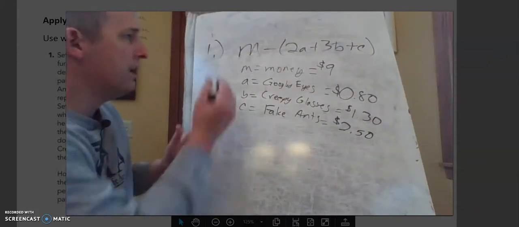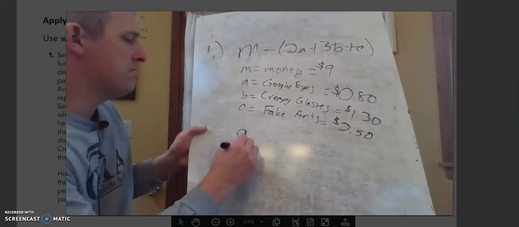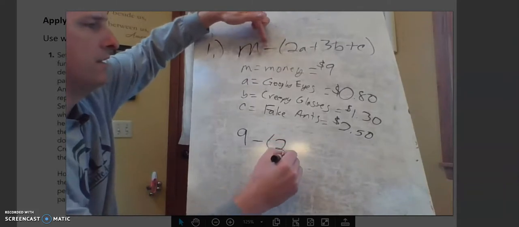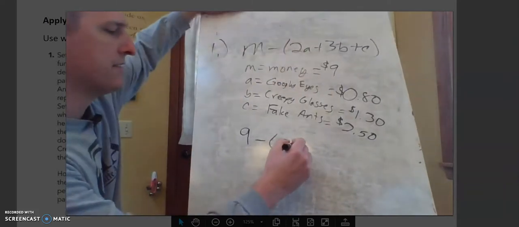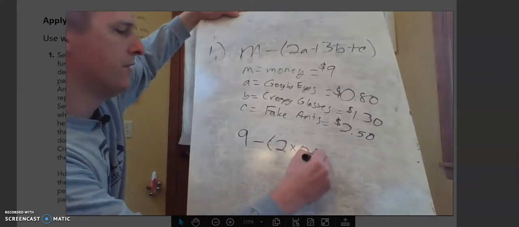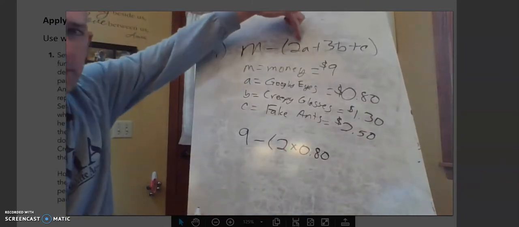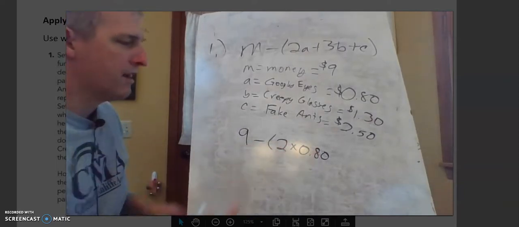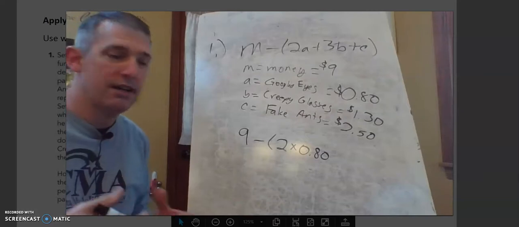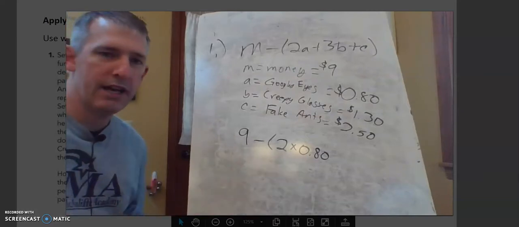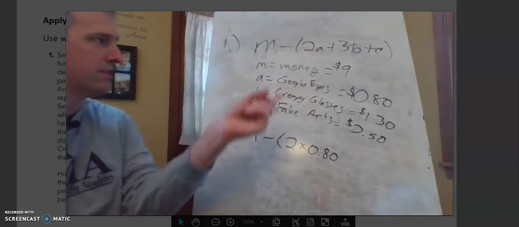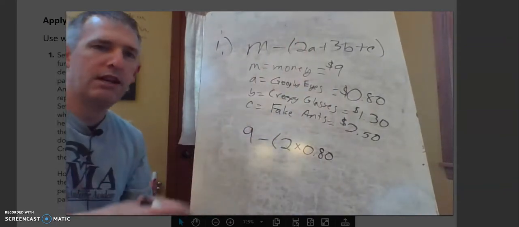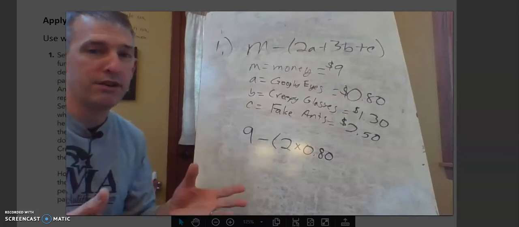All right, so M is now going to become 9 minus 2 times A. Well, A is 80 cents, so I'm going to do 2 times 0.80, because remember, when a number is next to a variable, it means to multiply. Think about the meaning there. How many packs of googly eyes did he buy? He bought 2, right? So that's what this 2 represents. Each pack costs 80 cents, and we multiply that by 2. That's going to tell us how much we spent on googly eyes.